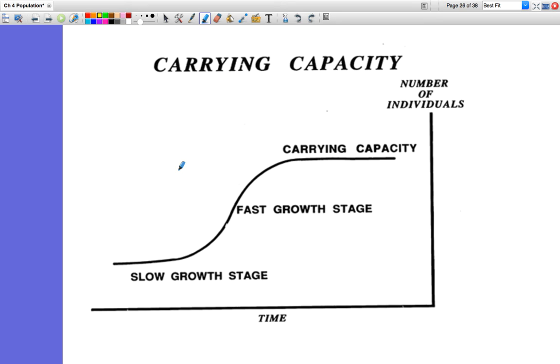So, again, carrying capacity, you can see a slow growth rate down here. So this is the slow growth stage of an S growth. Then there is a fast growth stage of an S growth. And then once it reaches carrying capacity, it goes back to a slow growth stage.